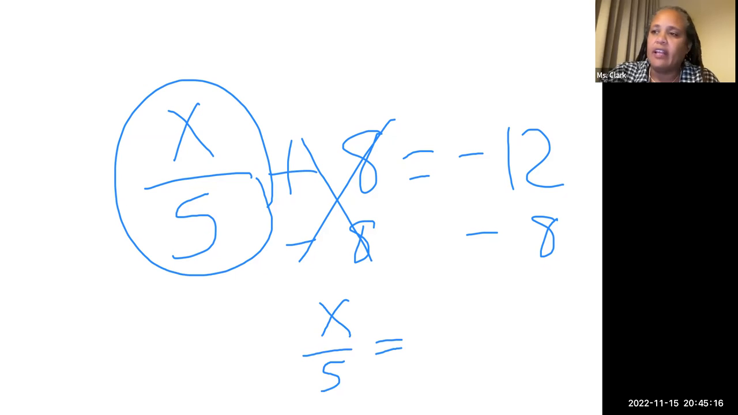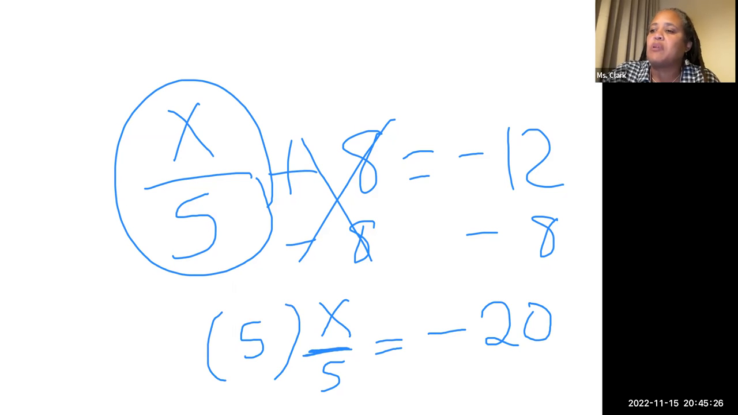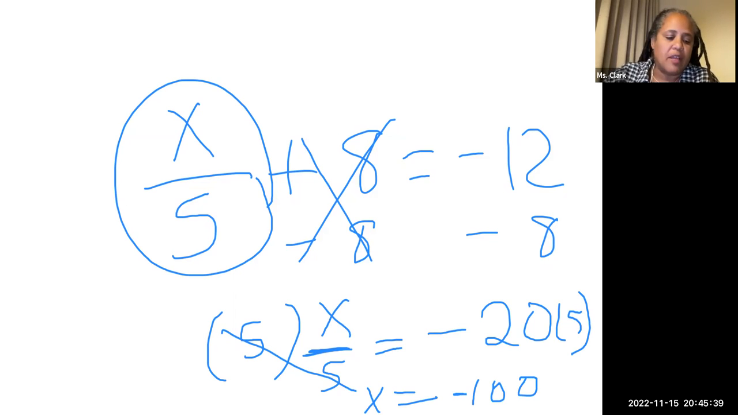Negative 12 minus 8, if I put in a calculator, I'm going to get negative 20, right? I'm going to say, what's the opposite of division? Multiplication by the 5, because that's what I want to get rid of. 5 divided by 5 is 1, leaves the x all by itself. 20 times 5 is 100. There's one negative, so I have to keep it. If I want to check, I can go to my calculator. I can put in negative 100 divided by 5, and then add 8, and guess what I get? Negative 12.